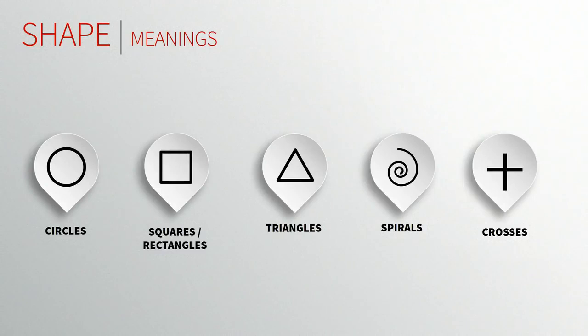So, guys, they are our shapes. We had circles, squares, triangles, spirals, and crosses. Everyone happy with that to move on? Again, just like lines, understanding your shapes is very, very important, all right?